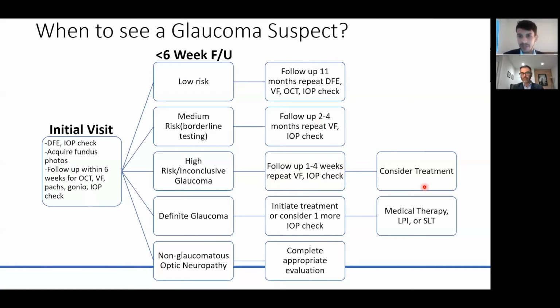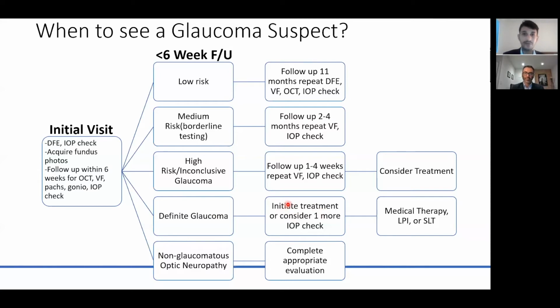So especially patients like, let's say, a high myope where the visual field might have some defects, the OCT, because of the anomalous nerve, might not be so reliable, so it might be hard to follow these patients. I might start on prophylactic treatment if their eye pressure is a little bit elevated, especially if they have a family history of blindness from glaucoma in the family. The patients with definite glaucoma, you could initiate treatment on that second visit.